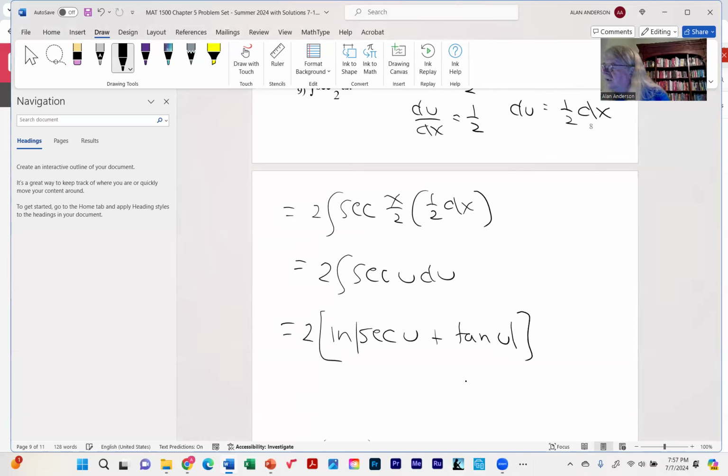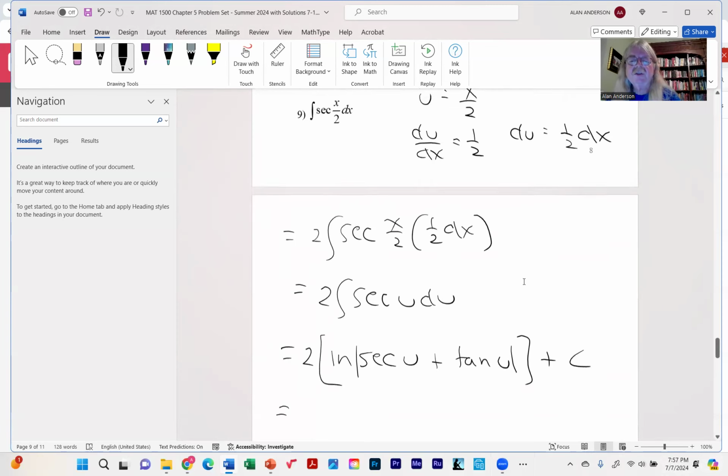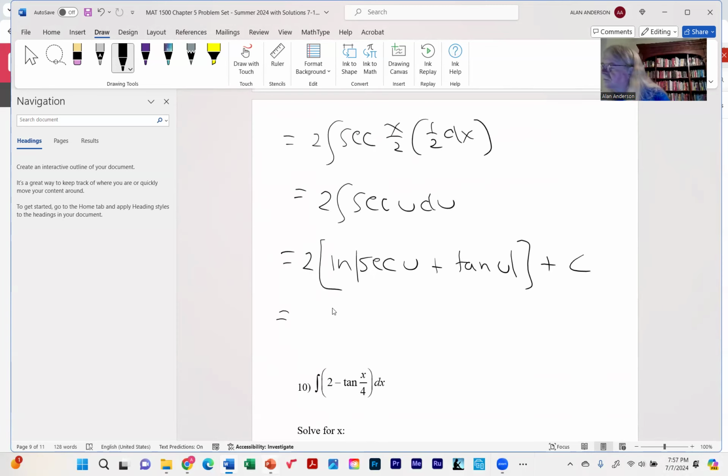And of course, we do need the constant. And then what we do need to do too is remember, we defined u to be x over 2. And there we go.